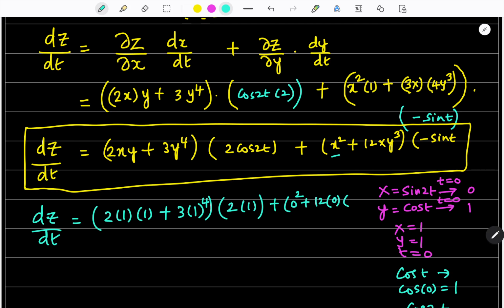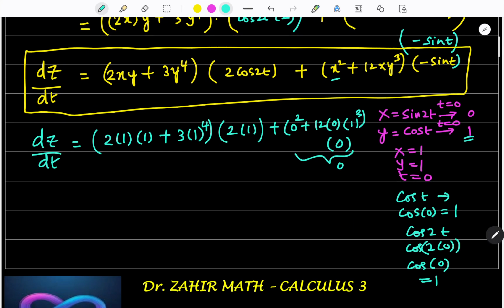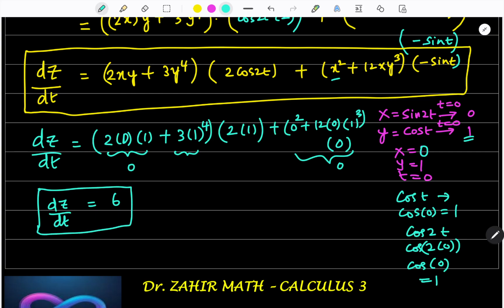So this is also 1. Plus x square, this one, which is 0, and then plus 12x 0 and y cube, y is 1, so 1 cube, and everything is multiplied by sine 0, which is 0. So automatically this whole part becomes 0. So dz divided by dt is equal to 2 times x, which is 0, not 1, sorry, so you're going to put 0. So 2 times 0, and then 3y power 4, and then 12x, all these things, this is 0 and this is 3, and 3 into 1 is 3, times 2 is 6. So your answer is going to become 6.